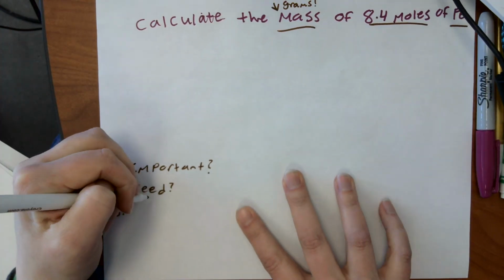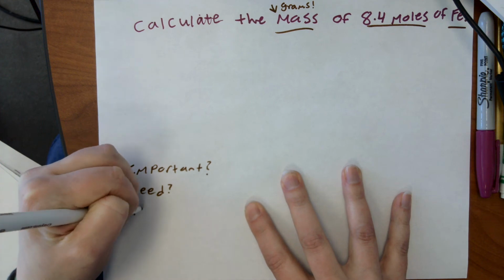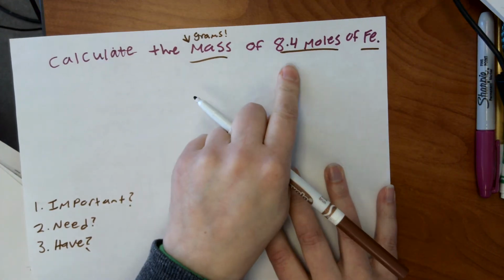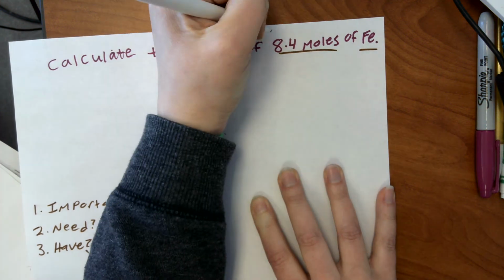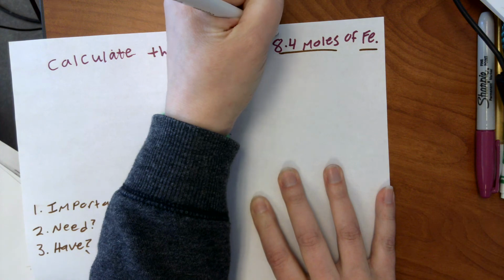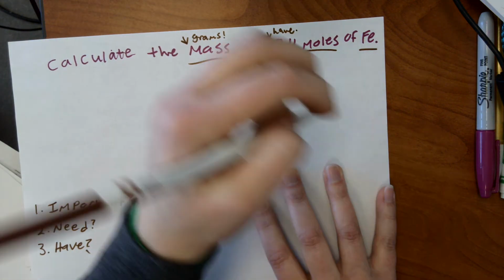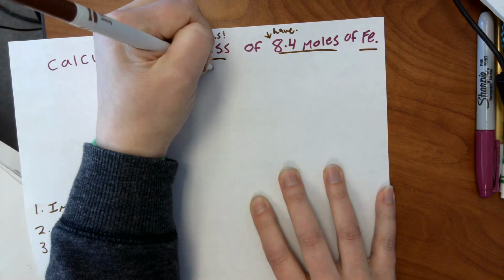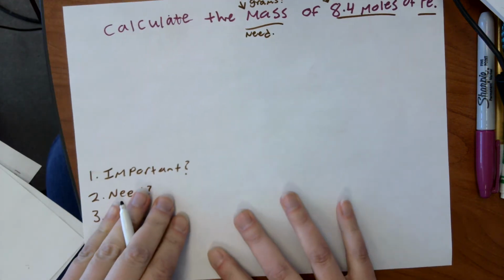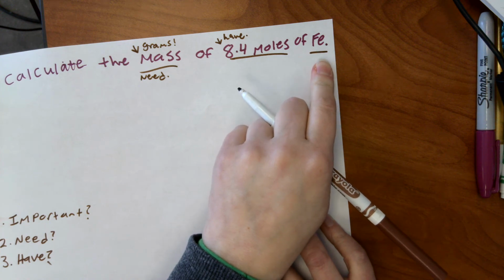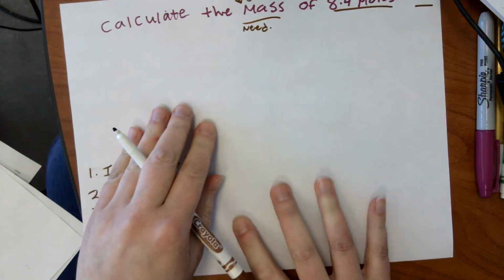3. What do we have? I have been given 8.4 moles of iron to work with. This is what I have. Do I know anything about iron quite yet? No, they don't tell me quite yet.